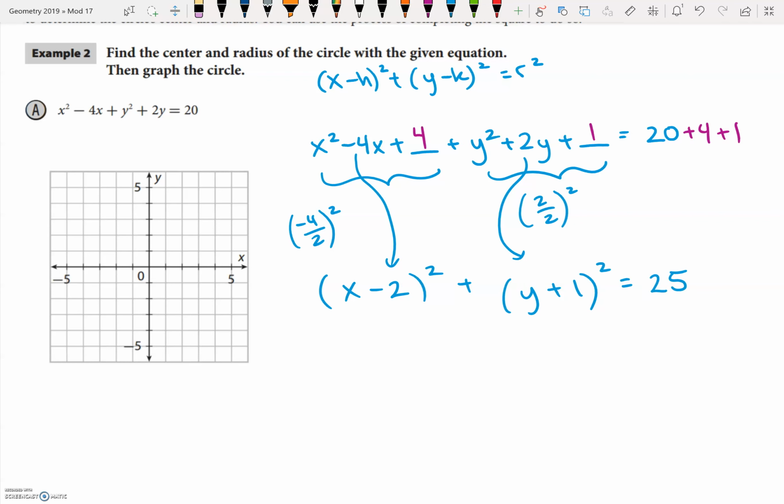25 is a nice number. That makes our radius 5. So the coordinates of our center are 2, negative 1, with a radius of 5. So we'll plot that, going to the right 2, down 1, and a radius of 5. 1, 2, 3, 4, 5. And we'll draw a nice circle.